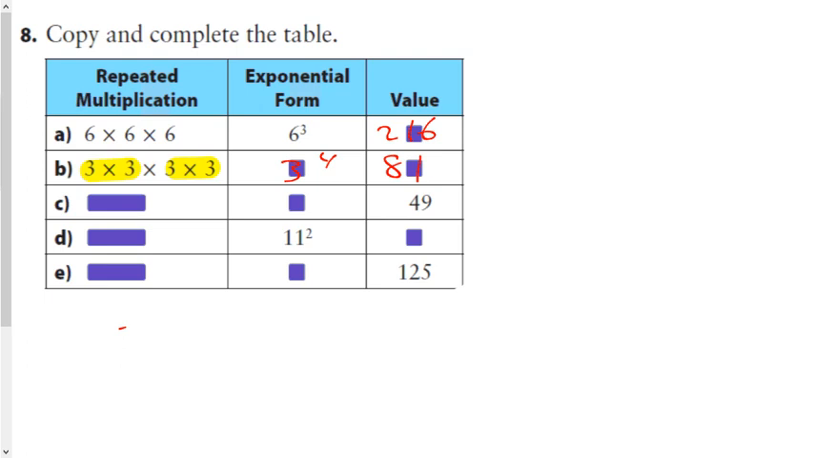For 49, there are actually two answers you can have for repeated multiplication. 7 times 7, or 7 squared, is the most obvious. But you could also write it as 49 to the exponent of 1. That's also a standard value, the number 49. 11 squared in repeated multiplication is 11 times 11, or 121. And for 125, again, you could write 125 to the exponent of 1, which is kind of a cheat. Or, if you knew that 5 times 5 times 5 is 125, you could say 5 cubed is also 125.